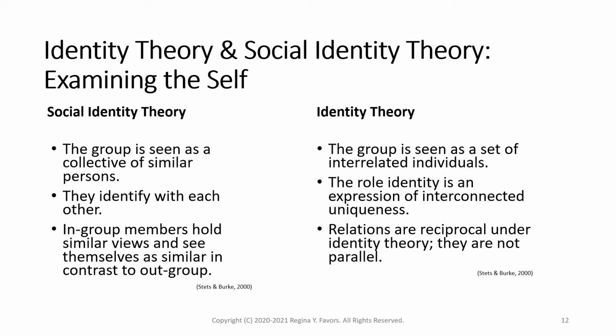So, social identity: the group is seen as a collective of similar persons. They identify with each other. In-group members hold similar views and see themselves as similar in contrast to the out-group. I mean, if you are in a room full of black people, you all know that you are black. If you are in a room filled with white people, you all identify with each other. You are seen as a collective of similar persons.